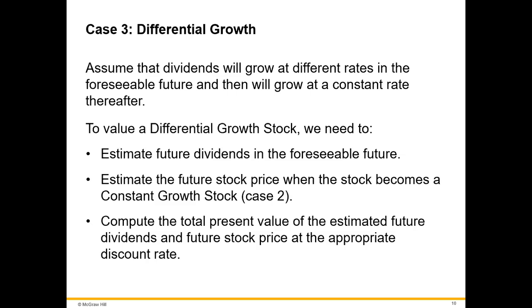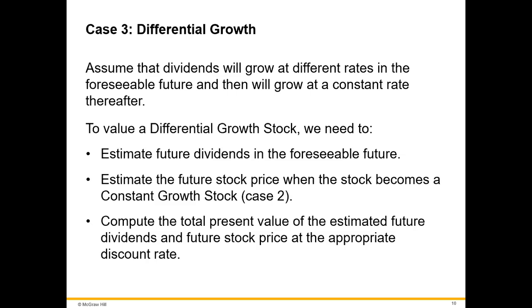A corporation may, we make some assumptions like that dividend will grow 3% for 6 years, and then it'll grow 7% for 4 years, and then it'll grow 10% forever. So we estimate future dividends in the foreseeable future. That's the differential growth stock model. We estimate the future stock price when the stock becomes a constant growth stock. Then we compute the total present value of those first two.